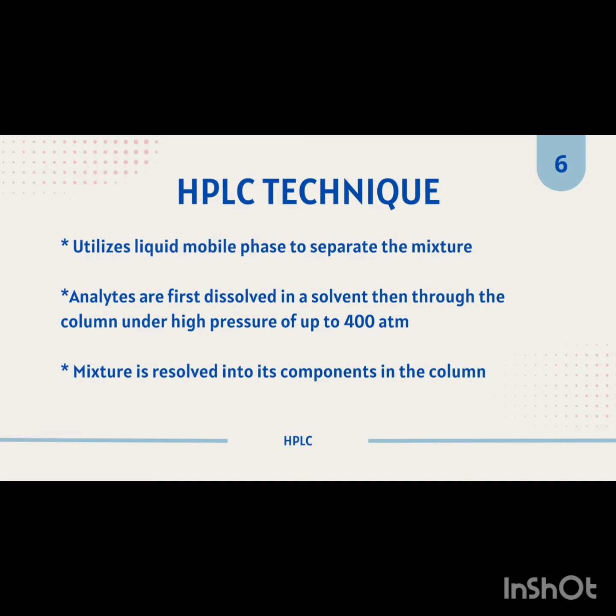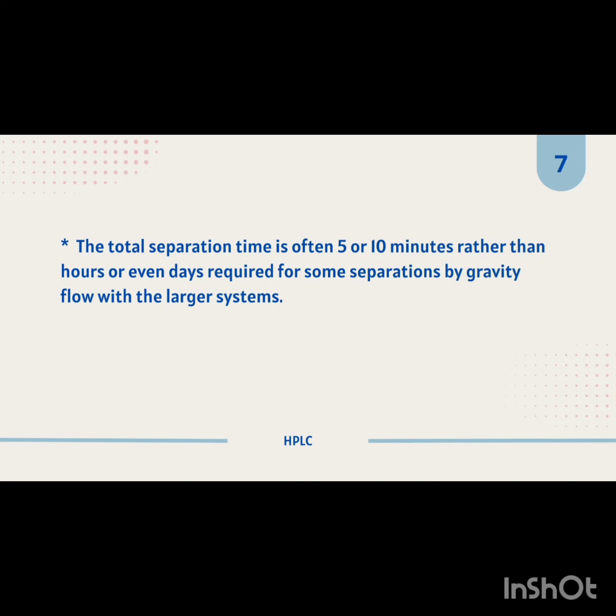HPLC utilizes a liquid mobile phase to separate the mixture. Analytes are first dissolved in a solvent and then pushed through the column under high pressure of up to 400 atm. The mixture is resolved into its components in the column. The total separation time is often 5 or 10 minutes, rather than the hours or even days required for some separations by gravity flow with the larger systems.